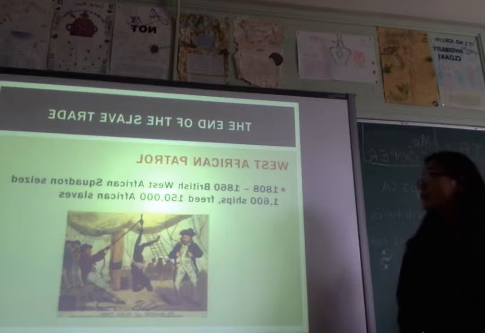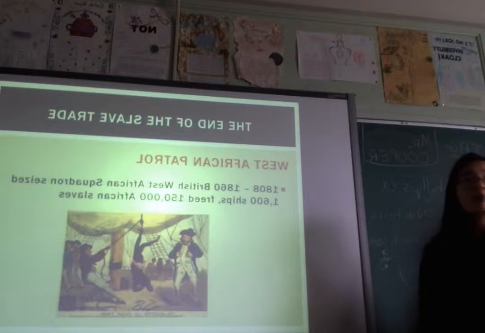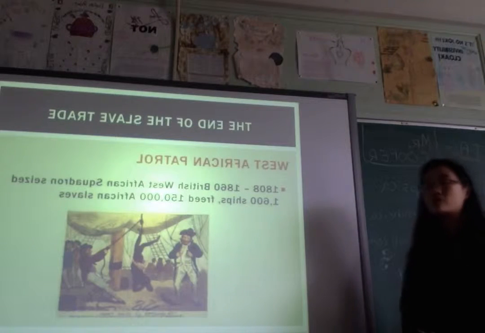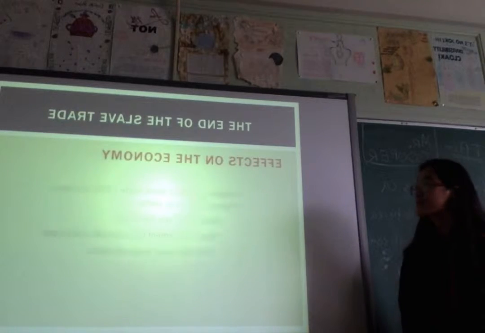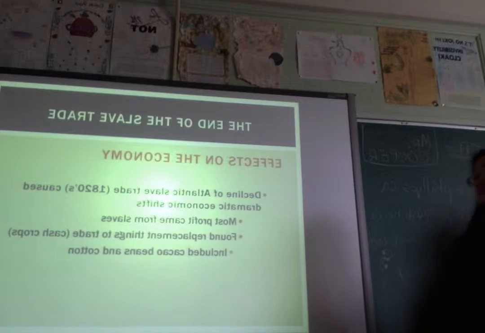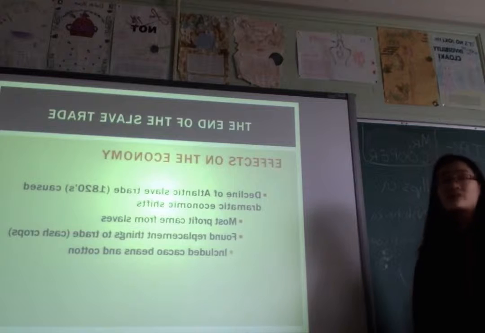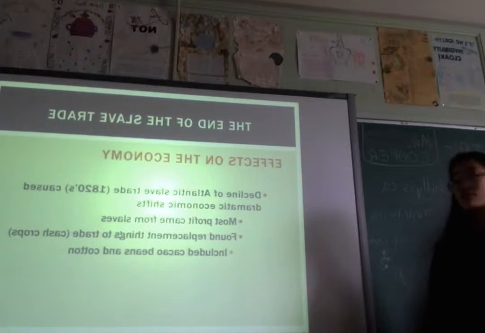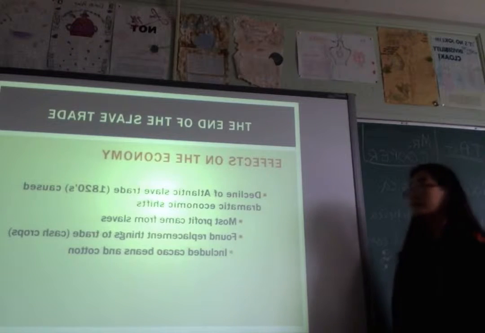In the West African Patrol, between 1808 and 1860, the British West African Squadron seized 1,600 ships and freed 150,000 African slaves. So, the effects on the economy. The decline of the Atlantic slave trade in the 1820s caused dramatic economic shifts because most profit came from slaves. So they had to find a replacement of things to trade. Basically cash crops, and that included cacao beans and cotton.